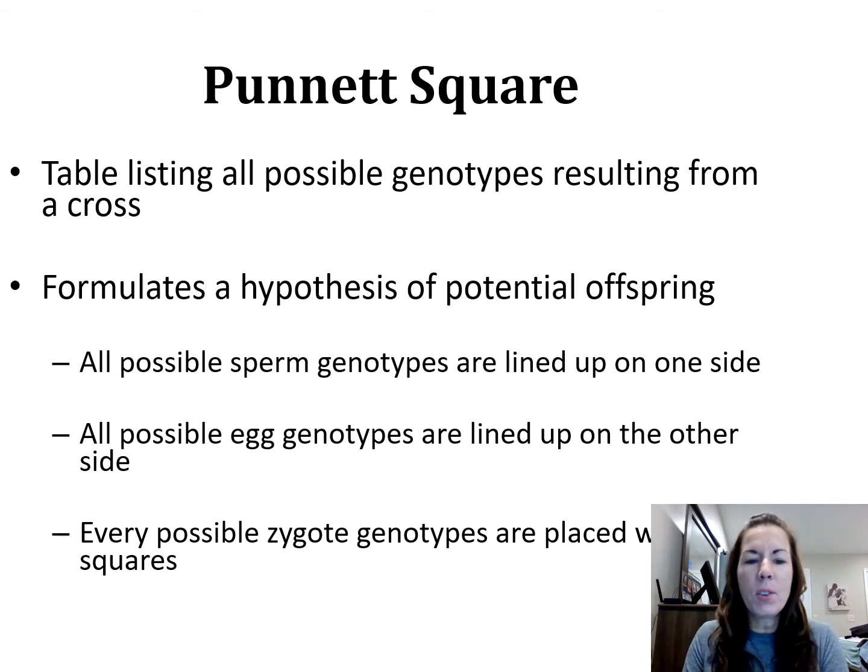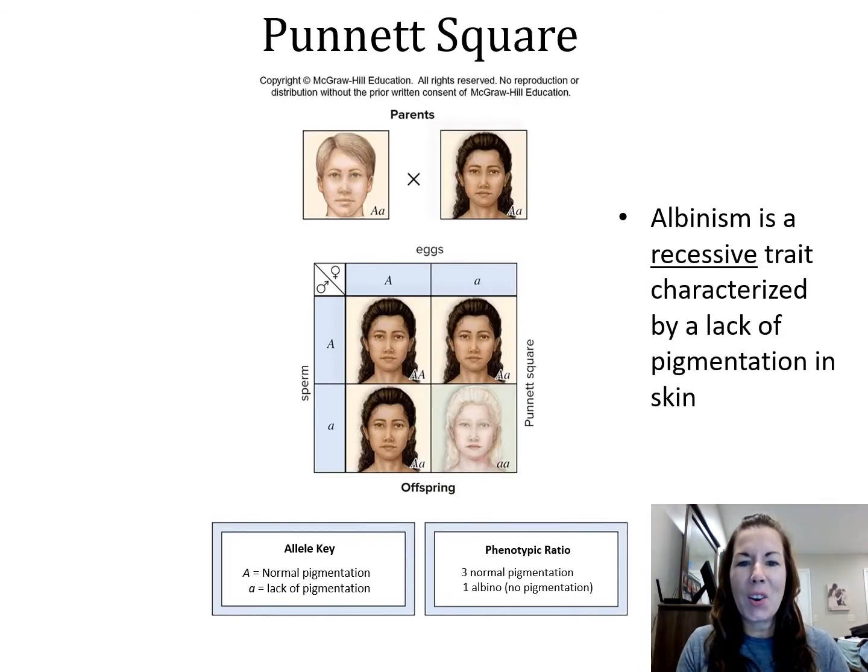We use Punnett squares a lot in lab, and it's a really good way to look at what the potential offspring might look like. If we're looking at this particular parent, they're heterozygous for a trait, and they give you a 3-to-1 ratio.